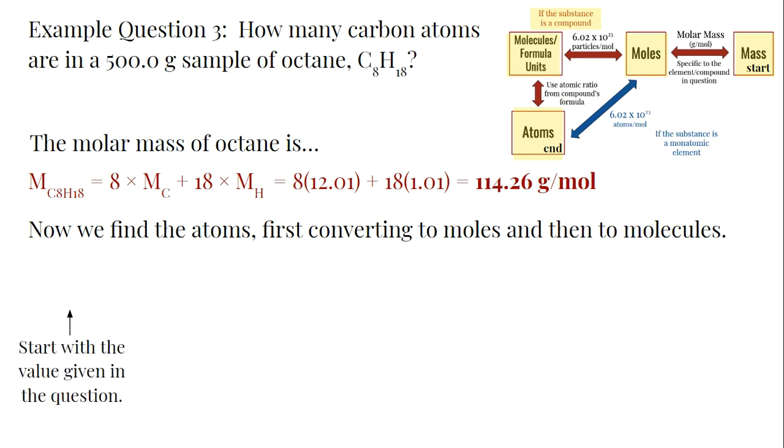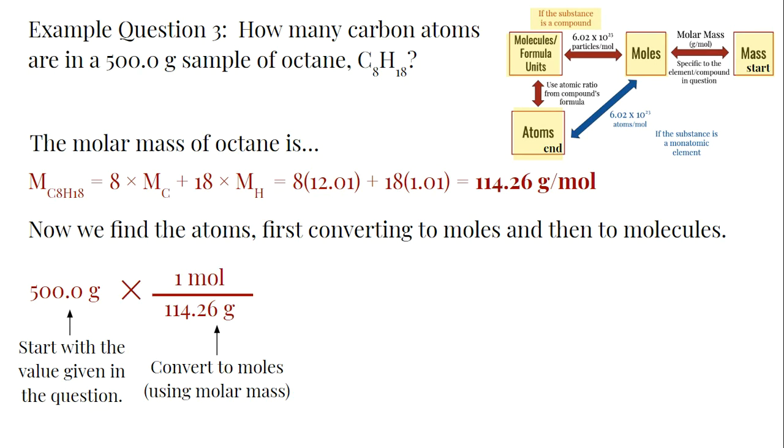So as always, we start with the value given in the question, the 500.0 grams, and we're going to follow our map. So we're starting at mass, so our first step involves molar mass. We're trying to find moles, so the 1 mole is going to go on the top of the conversion factor and the 114.26 grams on the bottom.